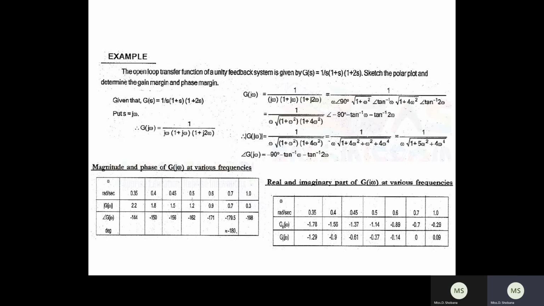So this is in polar coordinates. By using a calculator you can convert that into the real value and imaginary value for various omega. Here the polar coordinates have been converted into rectangular coordinates by using a calculator itself. So now the real and imaginary values are obtained. This is done on the calculation side, so now we can go to the graphical side.